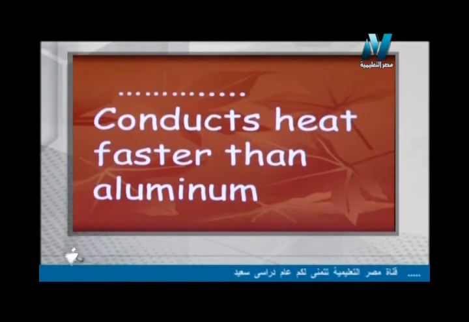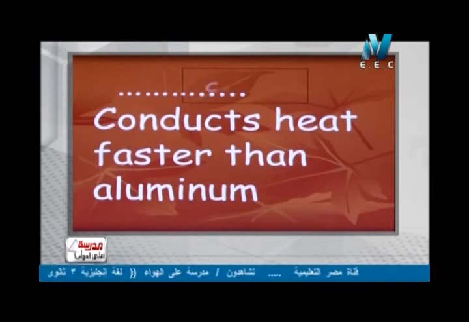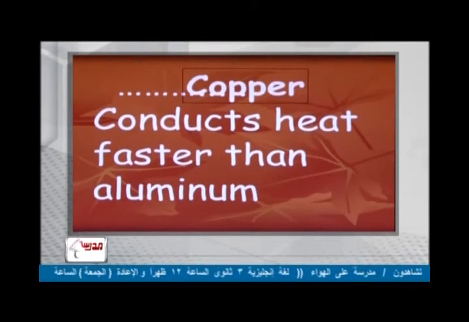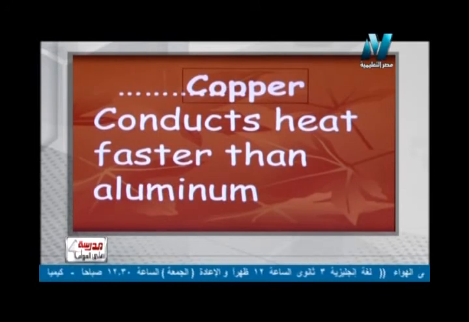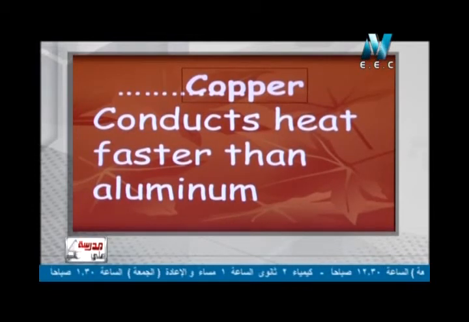Another question. Point conducts heat faster than aluminium. يعني مين هو اللي بيوصل حرارة أسرع من الألمنيوم؟ Surely the copper metal is the best conducting heat material. It conducts heat faster than aluminium and also faster than iron. هو بيوصل حرارة أسرع من الألمنيوم وكمان أسرع من الحديد أو الأيرون.